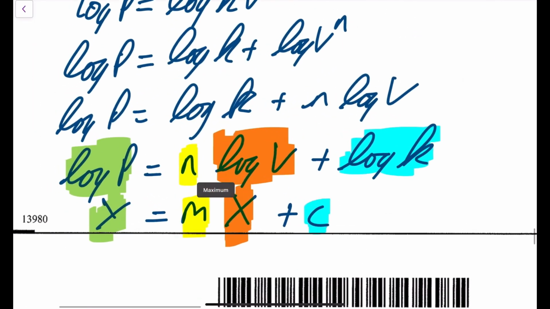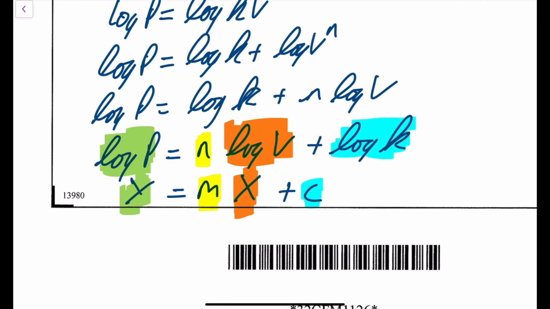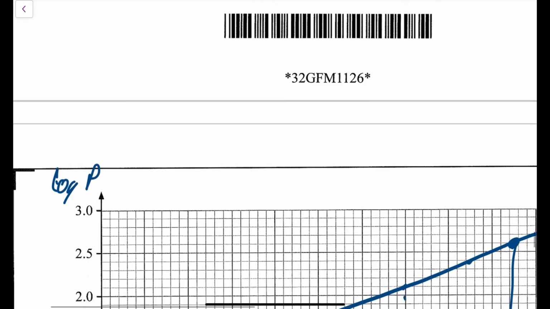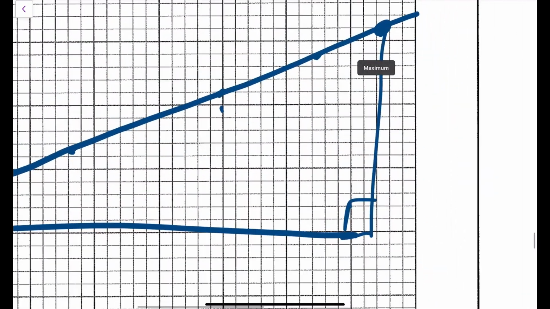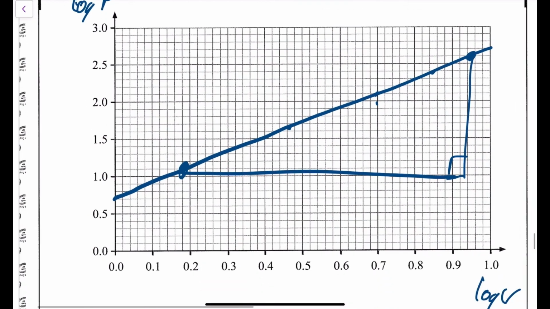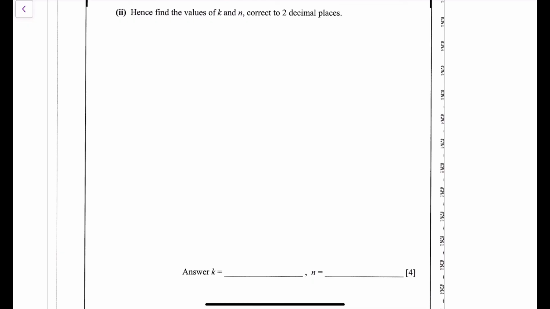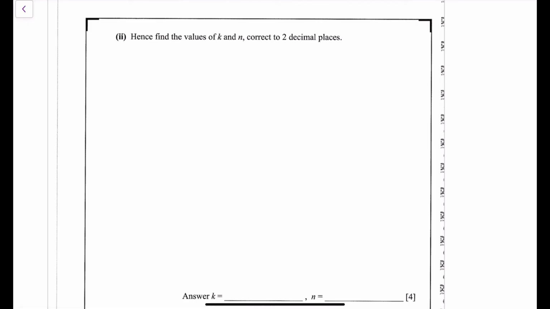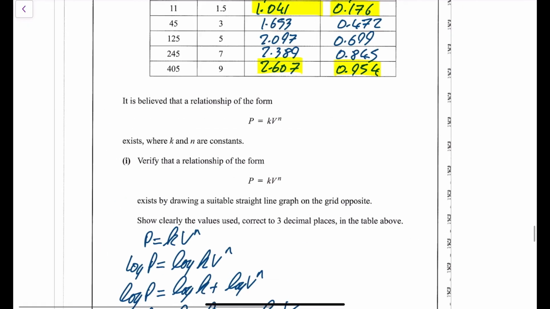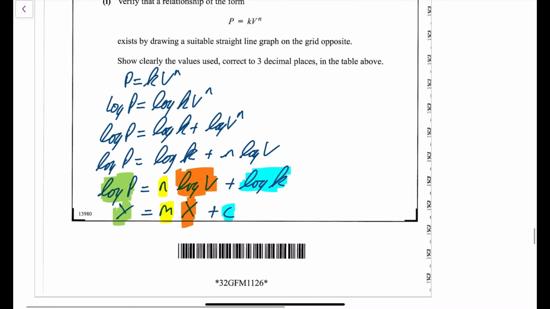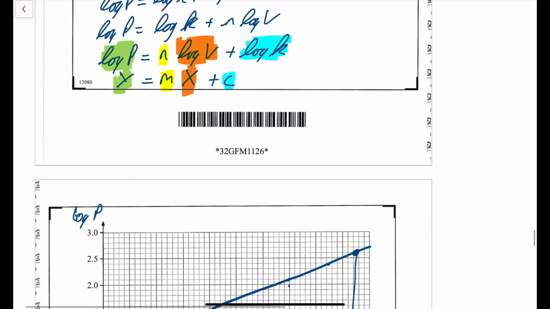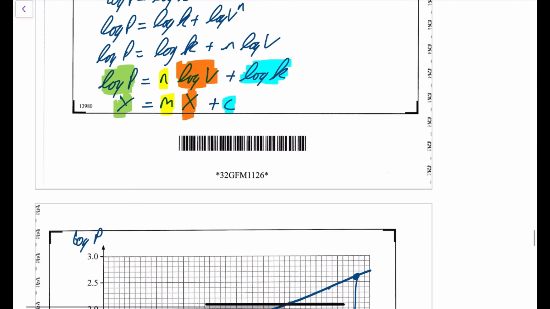Because your gradient, remember, gradient is y difference over x difference. But in our case, it's going to be the log p difference over the log v difference. So we're doing this vertical change, the log p difference, over this horizontal change, the log v difference. And we're using the extreme values. So that was k was my gradient. Am I right on that? K was my gradient. No, n was my gradient. It should have been. N should be my gradient. Yep, n is my gradient.